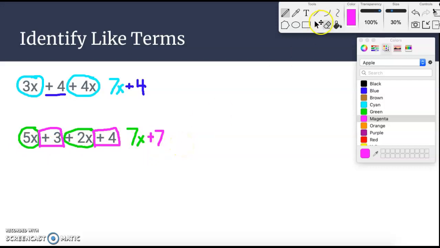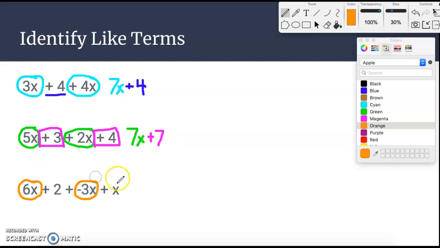One more on this slide. 6x plus 2 plus negative 3x plus x. All right, there's lots of x's in this one. So start at the beginning. 6x. This one is a negative 3x. And then this one is a positive x. All of these that I circled are like terms because they all have x's.